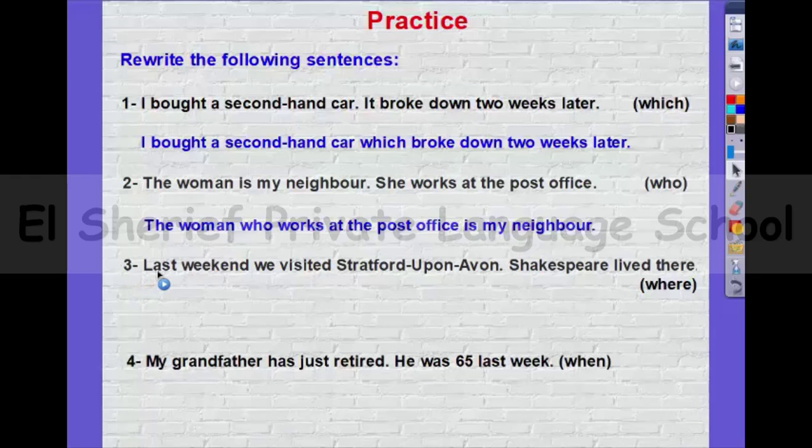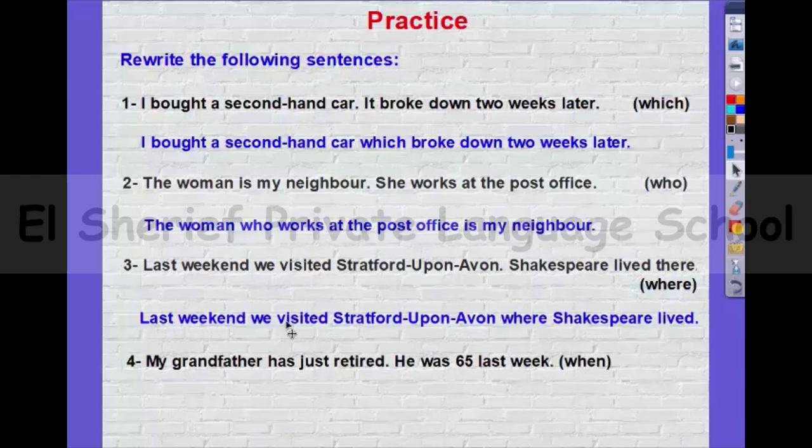Number 3. Last weekend we visited Stratford-upon-Avon. Shakespeare lived there. So the sentence is going to be like this. Last weekend we visited Stratford, where Shakespeare lived. Number 4. My grandfather has just retired. He was 65 last week. So my grandfather retired when he was 65. We use the relative pronoun when to refer to time. So I can say, this is the day when I was born. Okay, so that's it. Let's move to lesson 4.